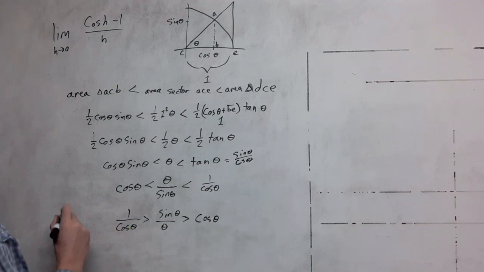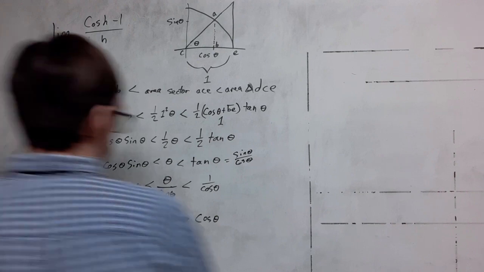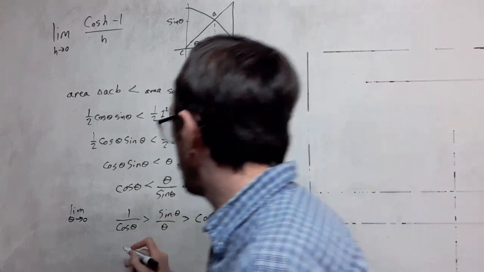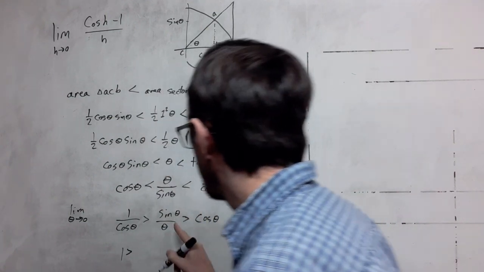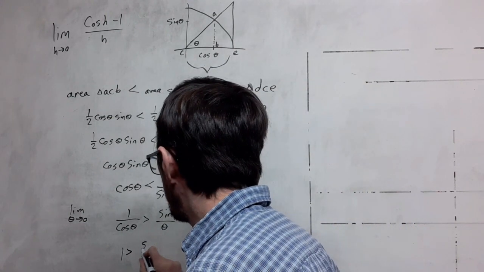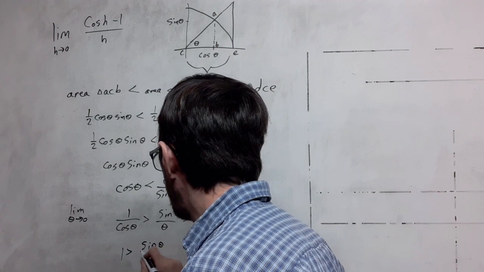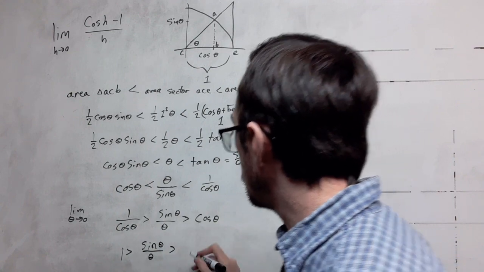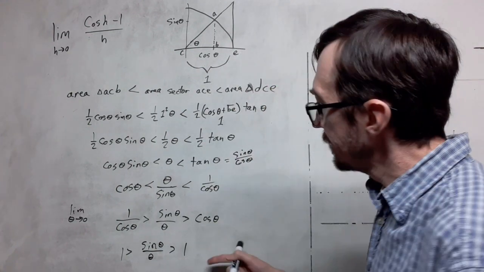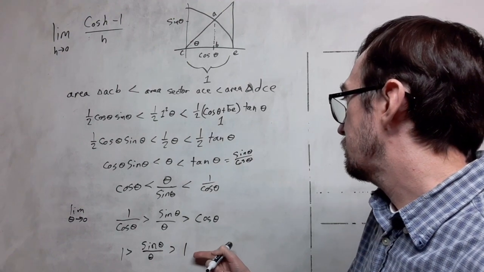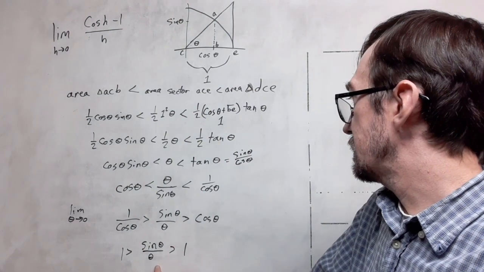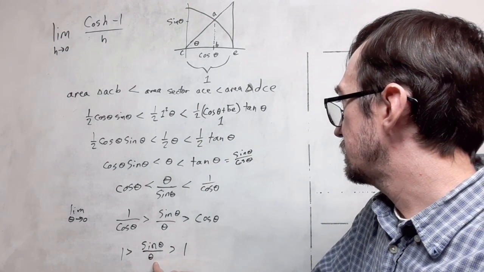If we look at the limit as theta approaches 0, for each of these, we'll have 1 over 1 here. This we will, for now, leave as is. And then we will see that this also goes to 1. So by the squeeze theorem, we see that this is going to be 1.